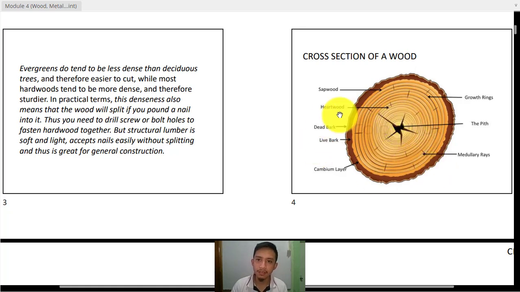Okay, so these are the cross section of our wood. If they are going to saw a certain dimension of a lumber out from this wood, we are actually getting that on this part, the outer annual rings, not on the middle. Seldom that we are using the middle.